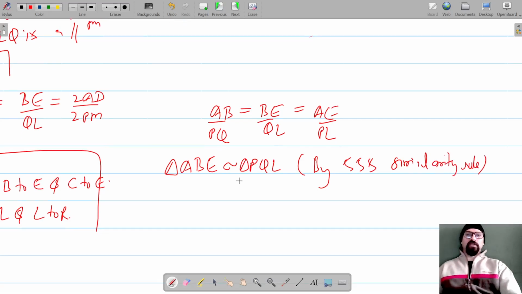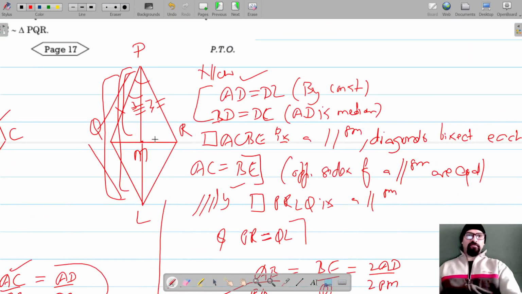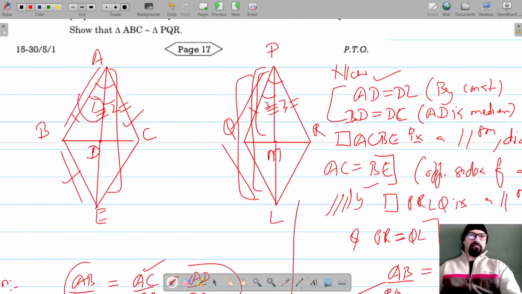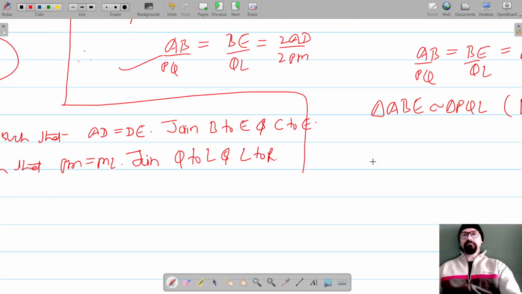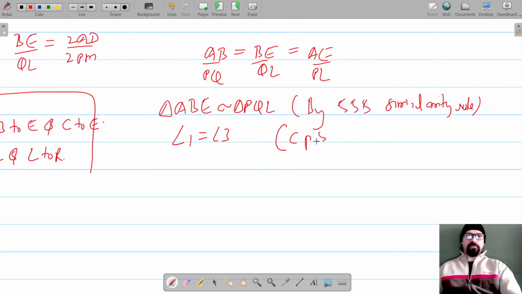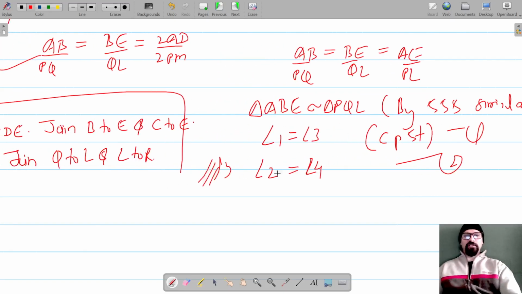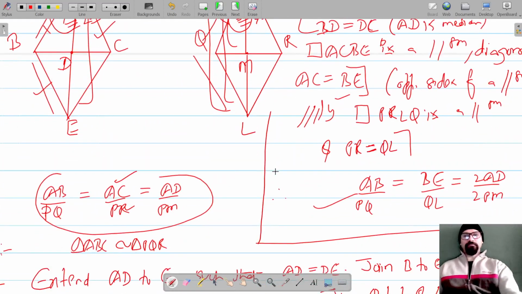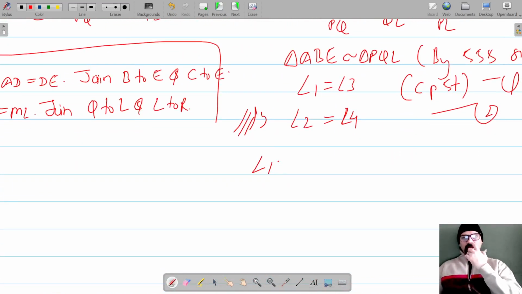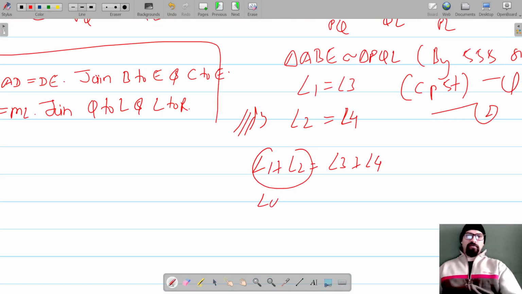Similarity rules. Okay, if they are similar, that means their corresponding angles are equal. So angle 1 is equal to angle 3, reason being these are the corresponding parts of the similar triangles. And similarly, we can prove that angle 2 is equal to angle 4. Let these be result 1 and 2. If I add these two, angle 1 plus angle 2 is equal to angle 3 plus angle 4. Angle 1 plus angle 2 gives me angle A, and 3 plus 4 gives me angle P.